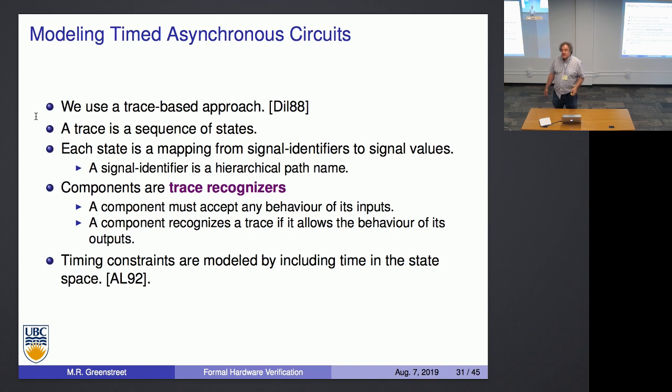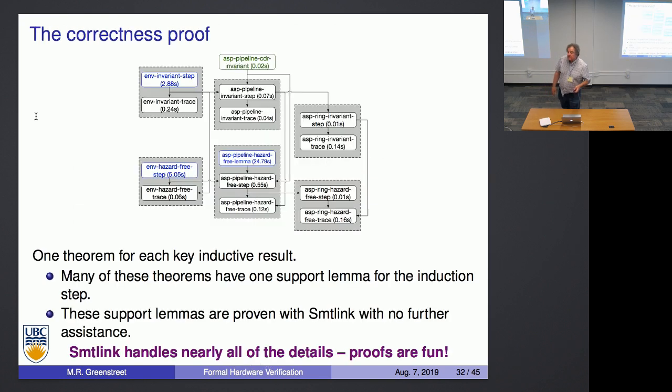Oh, and then timing constraints are just encoded by adding time to our state space, and then signals have an attribute of what time they last changed. And the rest is Abadi and Lamport's old-fashioned recipe for real time. Now, what's really cool about this is that once we've stated everything, what we find is that this is actually the whole proof tree. There are no more theorems. We've shown every single theorem in the proof tree for this.